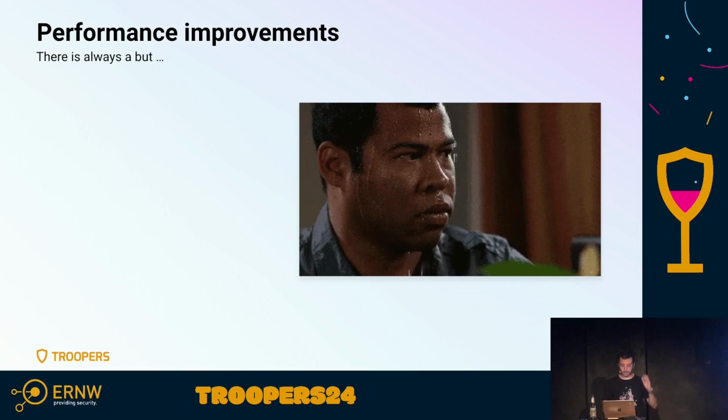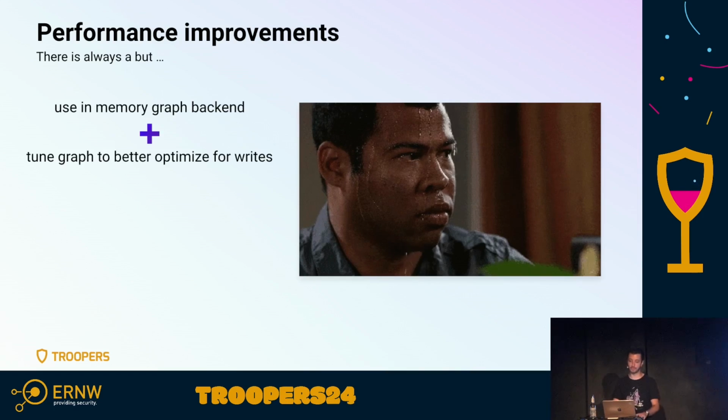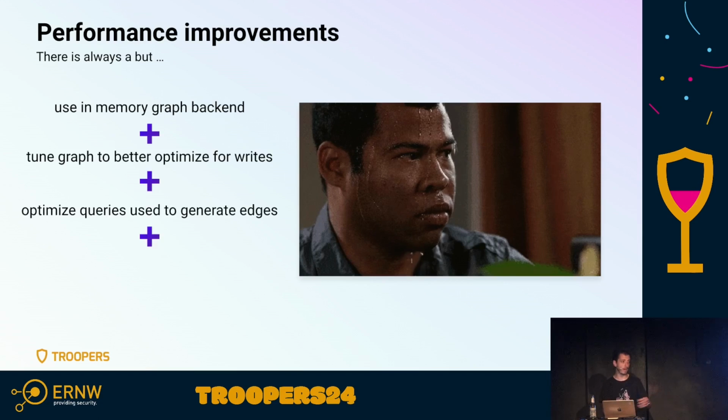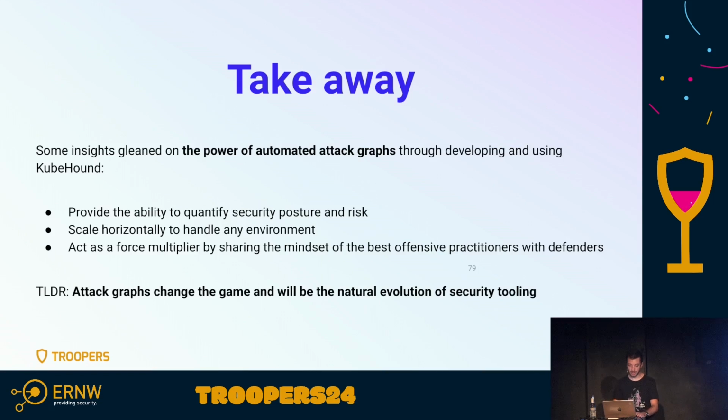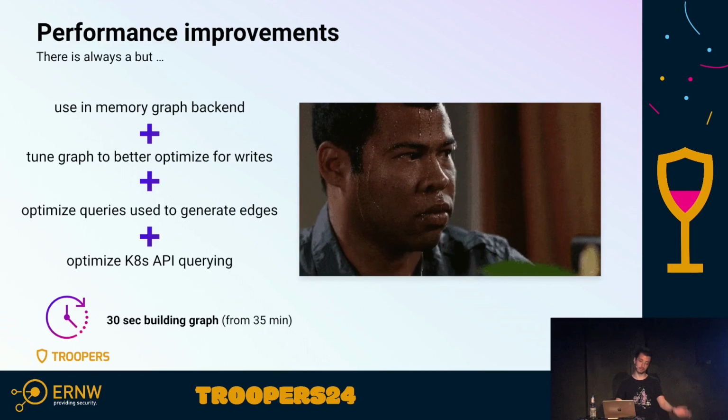So we try to do everything. Of course you never say no, because usually when those guys make a comment, they know what they're talking about. So we put in a memory graph and tuned the queries. We optimized how we generate the edges. We optimized the API query calls, because there are some tricks where you can actually gain a lot of time. And we actually went from 35 minutes to 30 seconds.